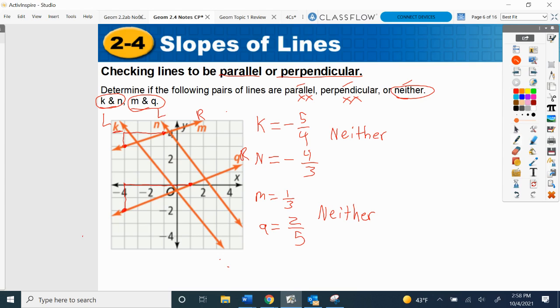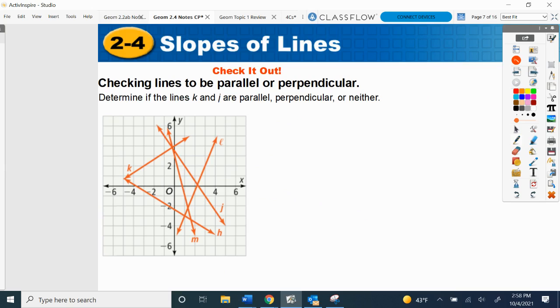Okay, I got one for you guys to try. Try this one out. See what you can do. You're taking a look at lines K and J, and you're trying to determine, are they parallel, perpendicular, or are they going to end up being neither like the last ones were? Try those. Pause the video here, and then once you get done, we'll take a look at your answers in about a minute or two.